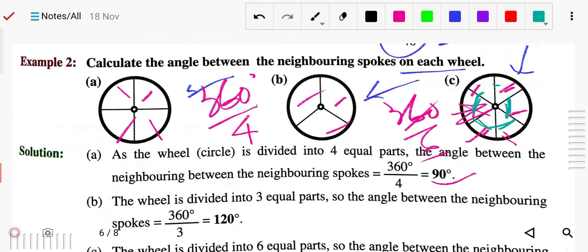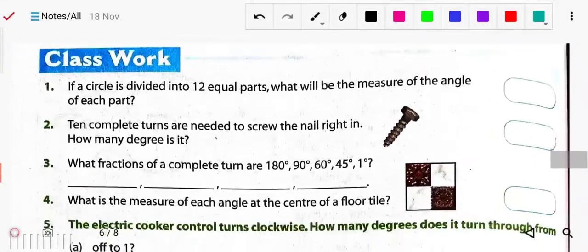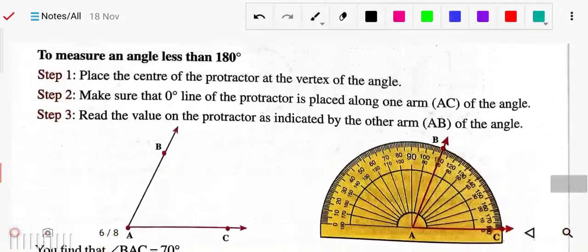If you divide this circle, or this complete angle, into parts, this is how the angles will be formed. There are some class works again, so do this one by yourself. Now, how to measure an angle with the help of a protractor.